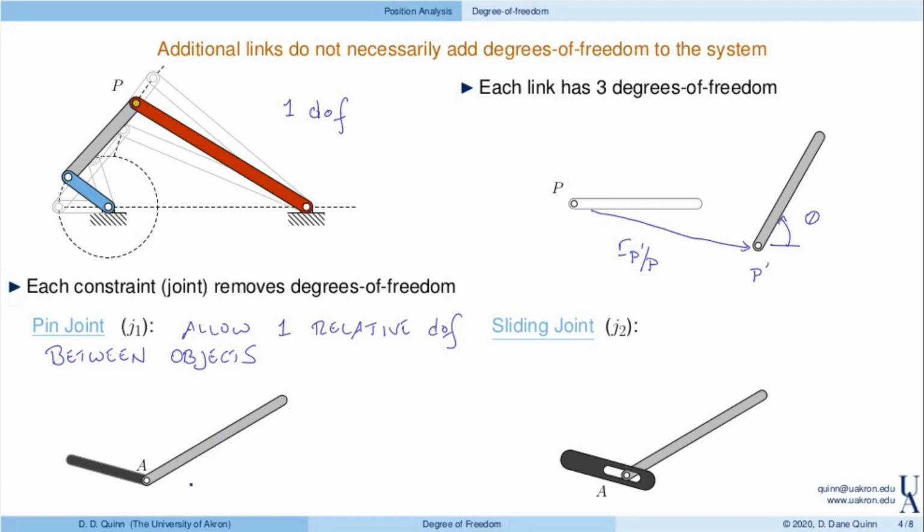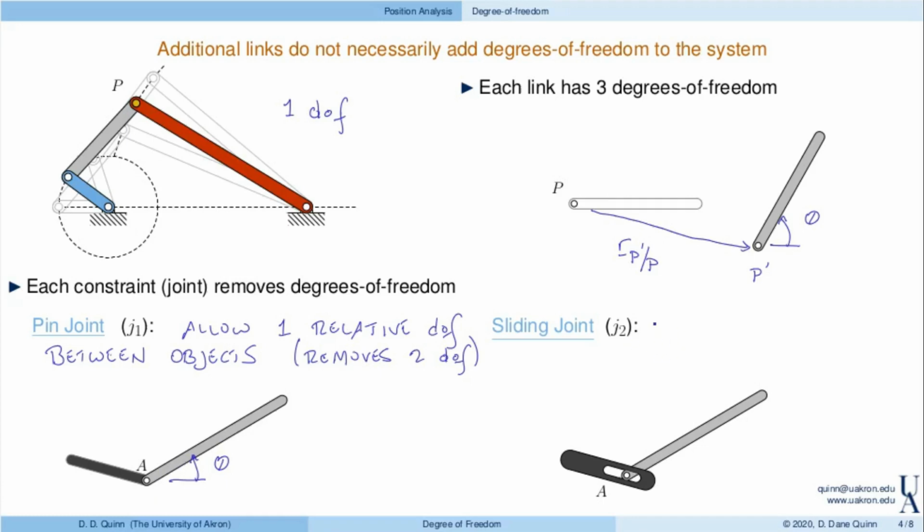The only thing this link can do is rotate about point A. So maybe we would need 1 coordinate to describe the orientation of this light gray link with respect to the dark gray link. So again, this is a 1 degree of freedom joint, and we refer to these as J1. Essentially, this removes 2 degrees of freedom, because remember, links start off with 3. This ends up with 1, so we've taken 2 degrees of freedom away with this pin.